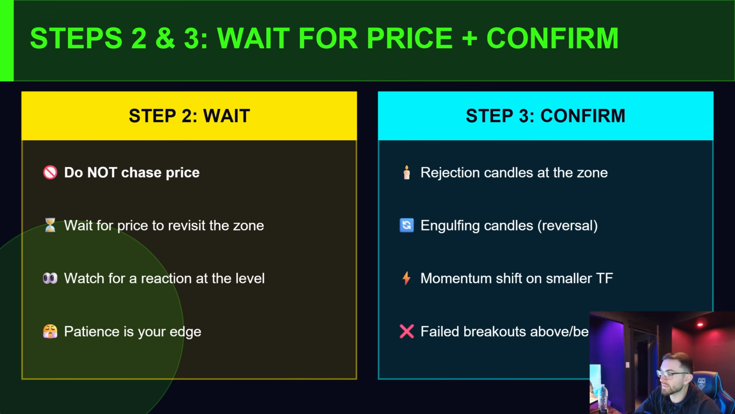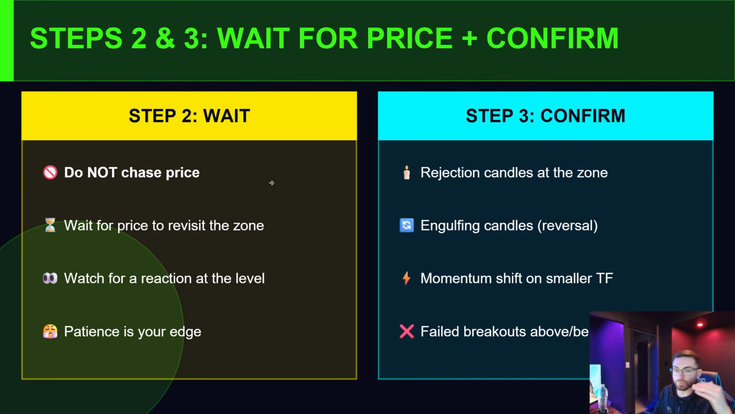And when price revisits these areas, one of two things is going to happen. One, price rejects or bounces off the zone, or two, price breaks through the zone and then continues. Our job is simply to watch how price reacts when it gets there. We're not predicting, we're reacting.